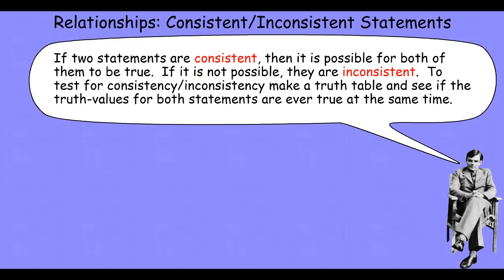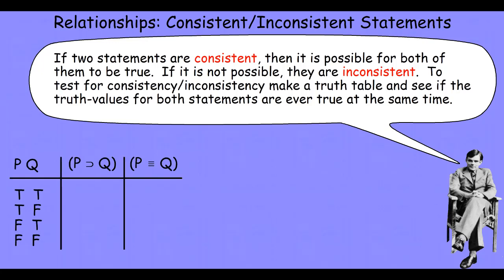So let's take a look at an example. Here we have P horseshoe Q and P triple bar Q. Fill in our guide columns in the body of the truth table. Here's our horseshoe. There's our triple bar. We compare them, and here's a row where they're both true. That means they are consistent.